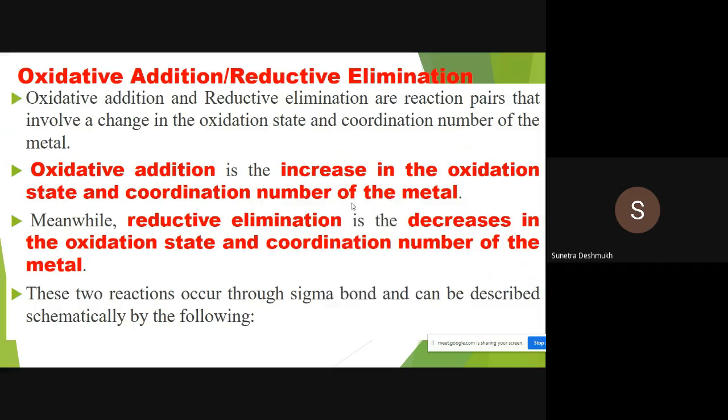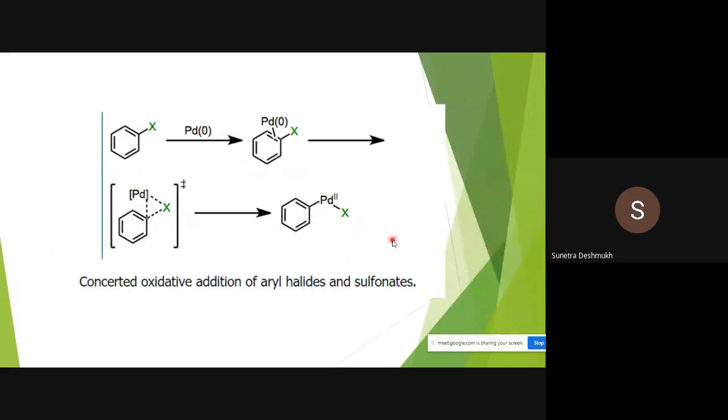Let's see, okay, I have written the reaction here. So here you can see the oxidative addition to a metal. We have taken palladium in the zero oxidation state, and aryl halide as the starting material. So how does the oxidative addition happen? Palladium has to add in between this carbon atom and this halide atom.